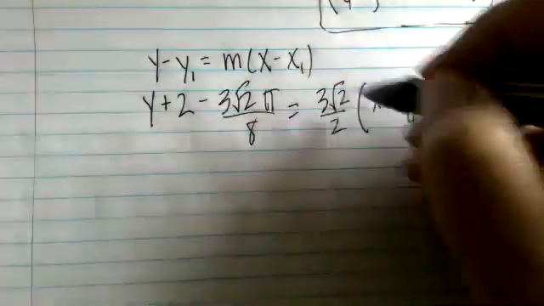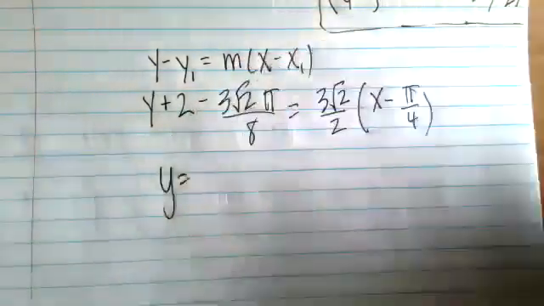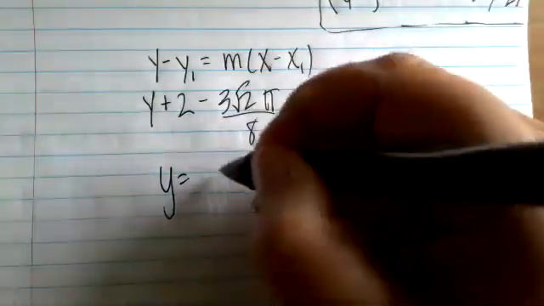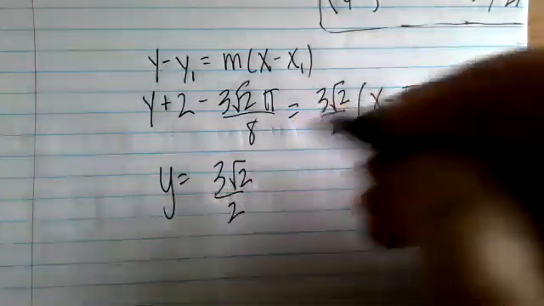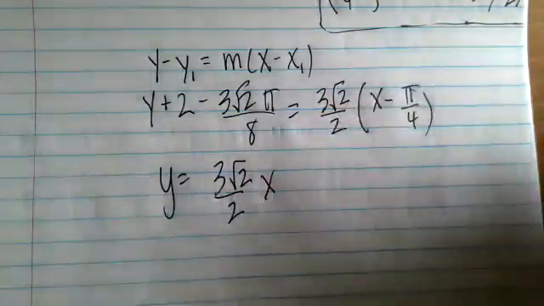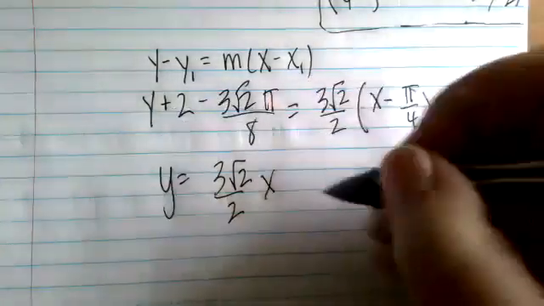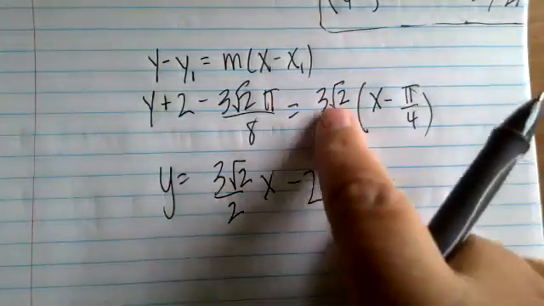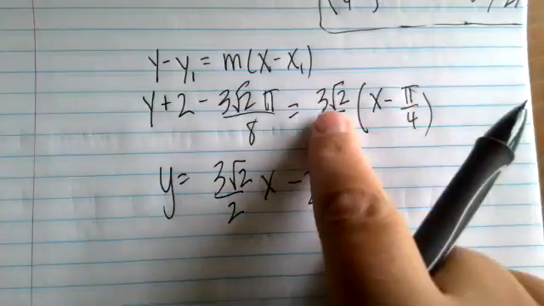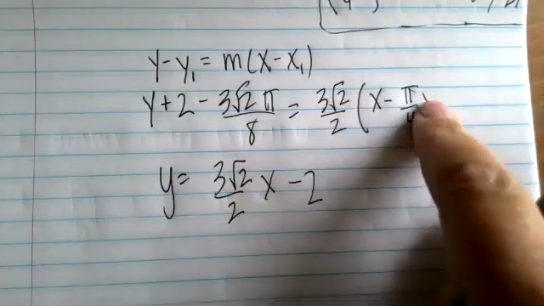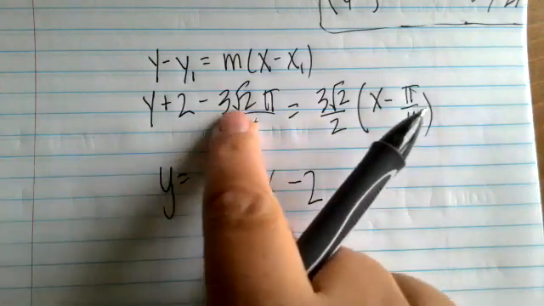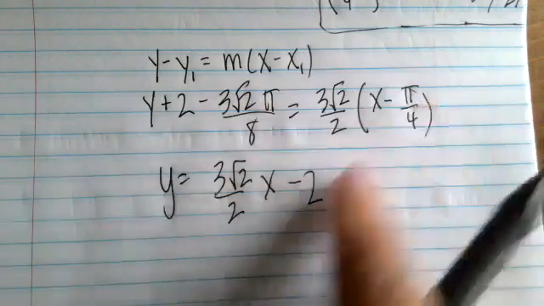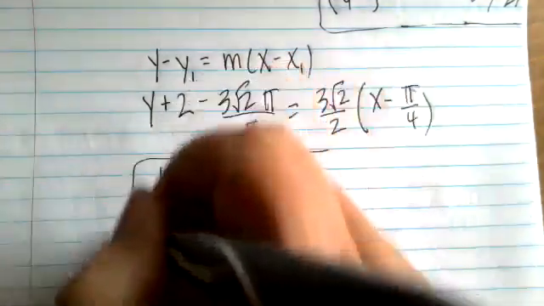better to do this. So then I'm going to add these over, distribute that in. So y equals, if I distribute that in, that would be 3 root 2 over 2 x. And then I'm going to subtract that 2 over, minus 2. And then this is the part I want you to notice. When I distribute this, that's going to be minus 3 root 2 pi over 8. And that's the same as this. And so this is actually going to cancel with that. And so this is going to be my final answer.